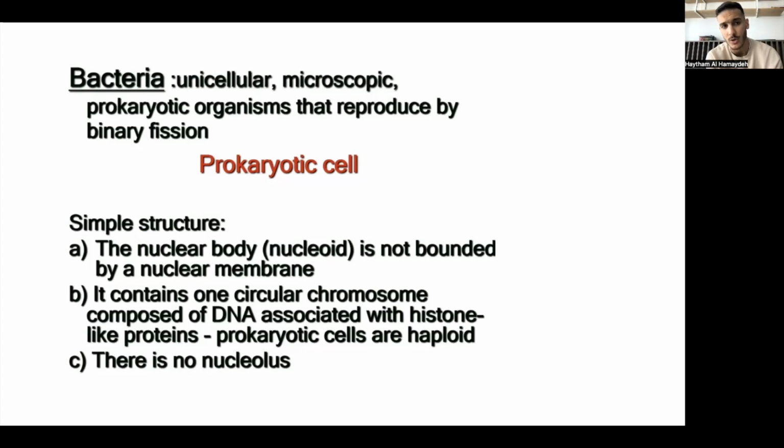She also mentioned that all prokaryotic cells are haploid, which means that they are not diploid. They have one N, not two N. And so there's no nucleolus in the bacteria.